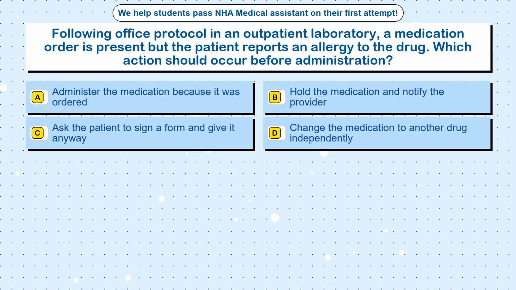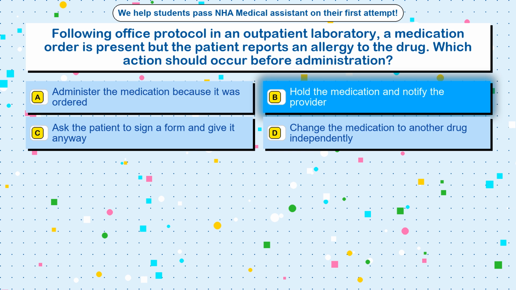Question 7. Following office protocol in an outpatient laboratory, a medication order is present but the patient reports an allergy to the drug. Which action should occur before administration? Option A, administer the medication because it was ordered. Option B, hold the medication and notify the provider. Option C, ask the patient to sign a form and give it anyway. Option D, change the medication to another drug independently. The correct answer is option B, hold the medication and notify the provider.